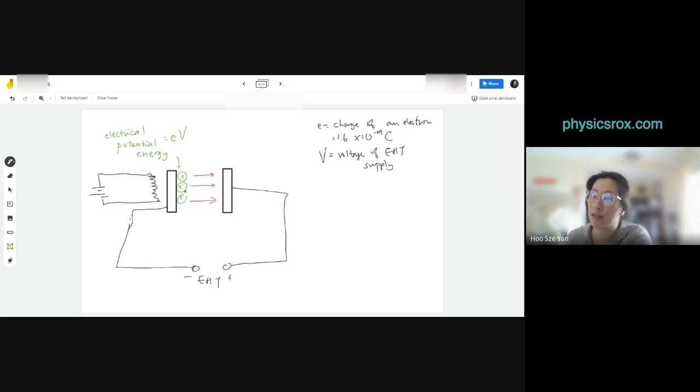All right. Now, what happens is the anode will attract the electron. So the electron will move at high speed, to the other side.